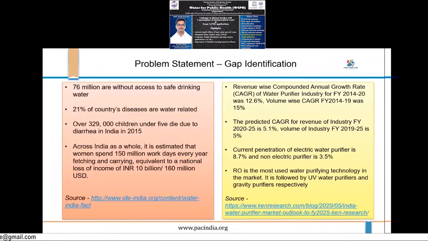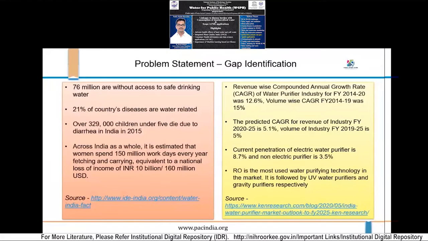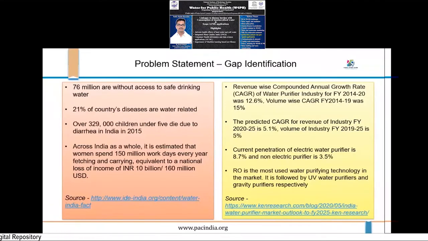Though as of 2020, the research shows the penetration of electric water purifiers is still 8.7% of total Indian households, and non-electric water purifiers is at 3.5%. The growth is still increasing. The industry is growing at a rate of 5.1%, poised to increase. So over the next years, we might see this 8.7% increase to somewhere around 15% or 20%. And that again will add to the population which will be exposed to this risk factor of demineralized water consumption.